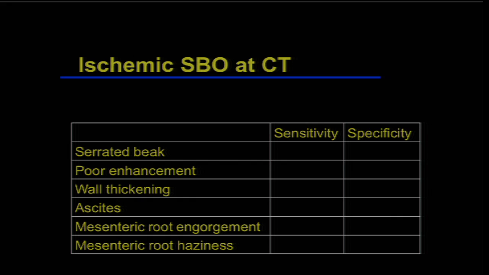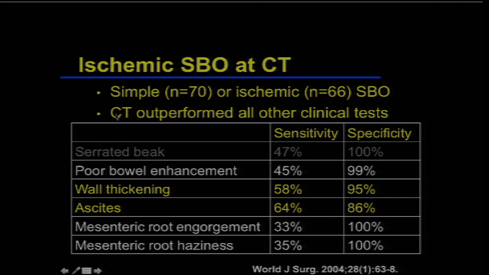Which ones do you like? Which ones do you use in your practice? I'll tell you, I still don't really know what a serrated beak is, but that was a feature described in several papers. What I do like is the poor bowel wall enhancement. I find this, although it's not sensitive, is highly specific for ischemia. And what I've come to really realize is that mesenteric root engorgement, a hazy appearance of the blood vessels or enlargement of the veins, or mesenteric root haziness, kind of just fat stranding in the mesentery, are quite helpful.